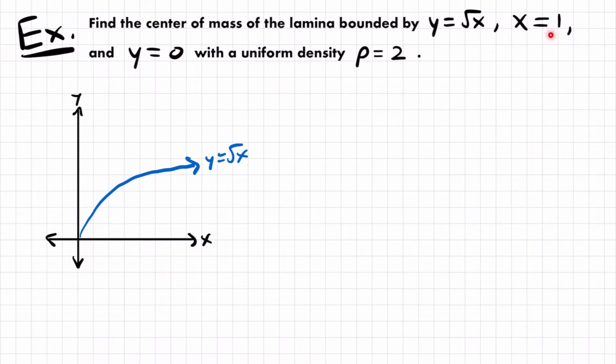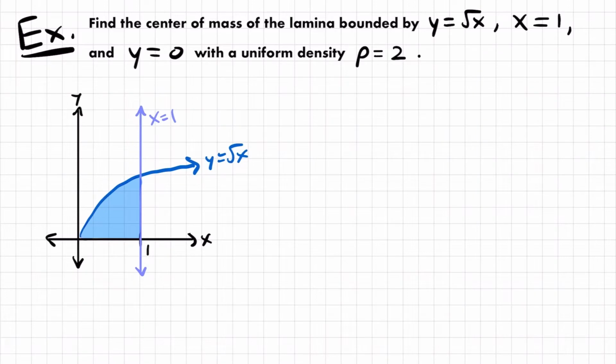And then we have x equals 1, which if I make this right here, x equals 1, then our line for x equals 1 will look something like this. Okay, so this line is x equals 1. And then finally we have y equals 0, but that's just the x-axis, right? That is where y is equal to 0. And so now we can see that the region bounded by those graphs is this region right in here. That will represent our lamina. And so I'll shade that in real quickly. We want to find the center of mass for this region, or lamina, in this problem.